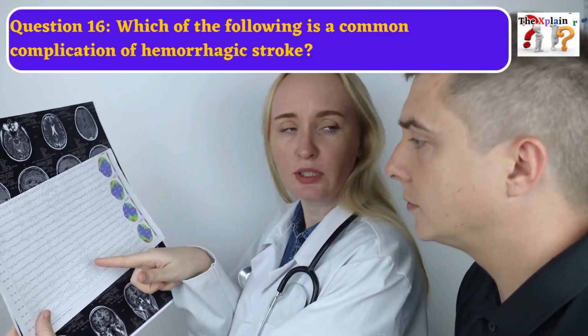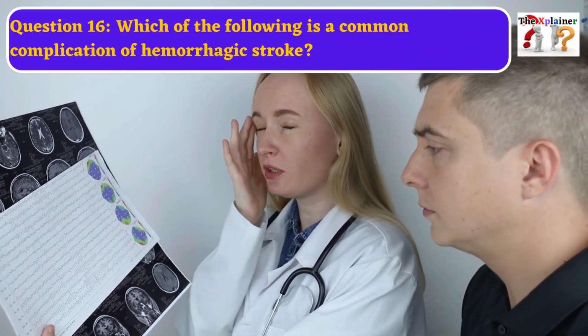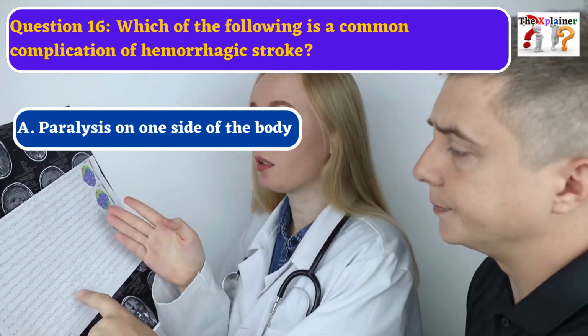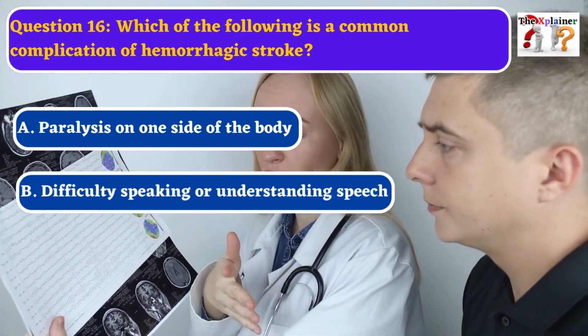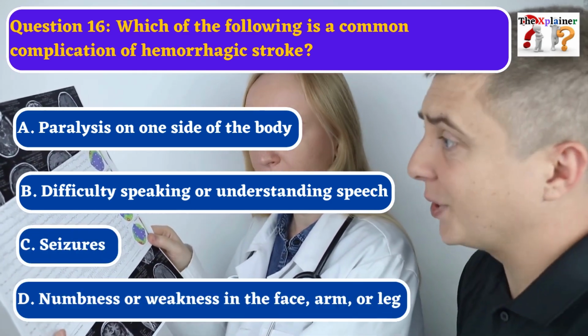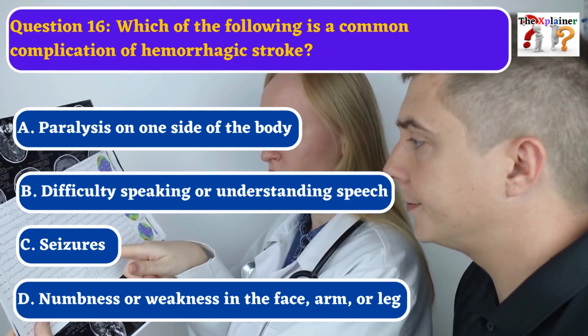Question 16. Which of the following is a common complication of hemorrhagic stroke? A. Paralysis on one side of the body. B. Difficulty speaking or understanding speech. C. Seizures. D. Numbness or weakness in the face, arm, or leg.